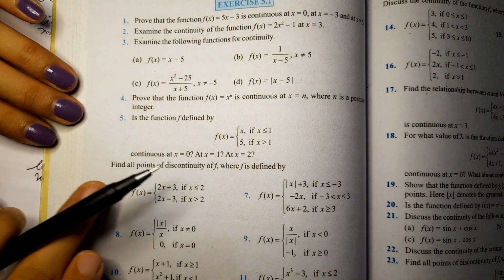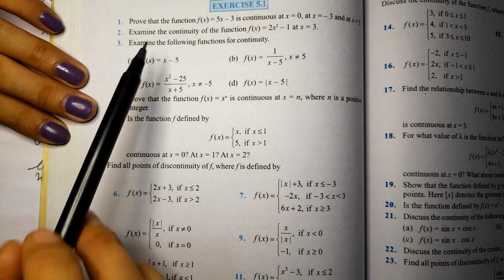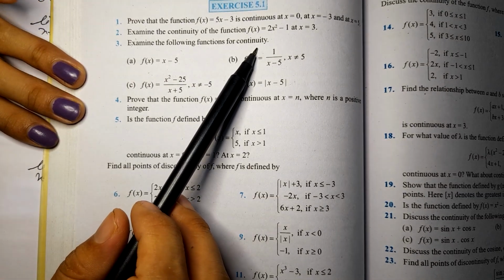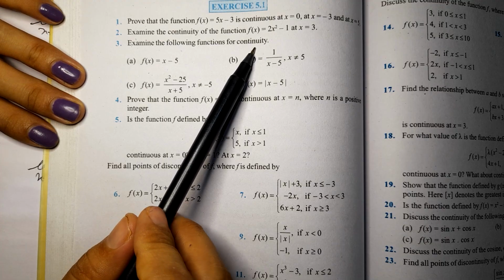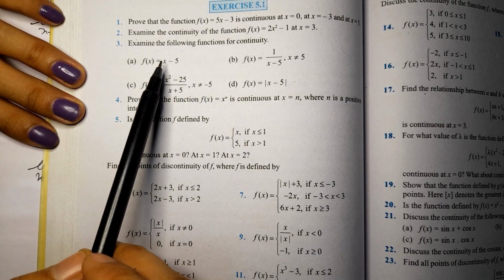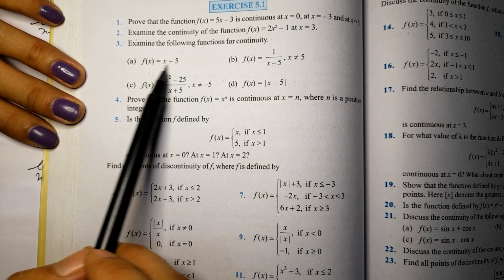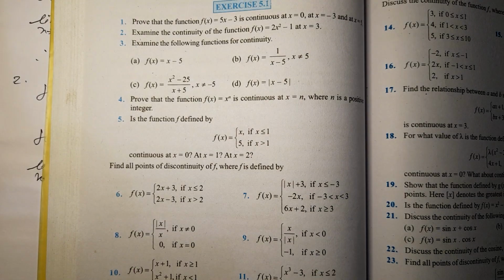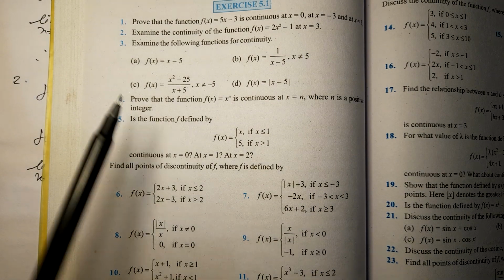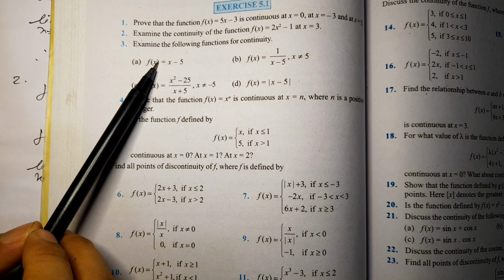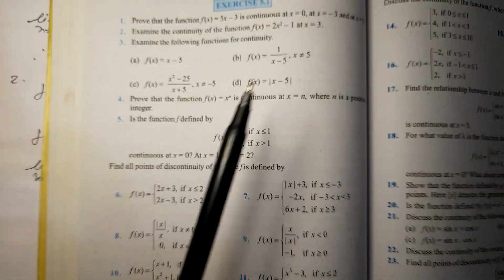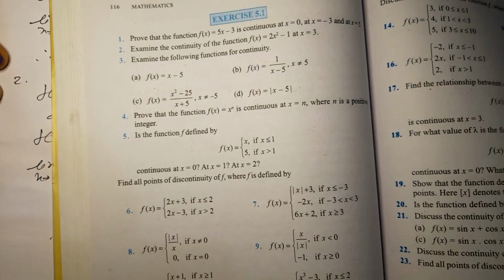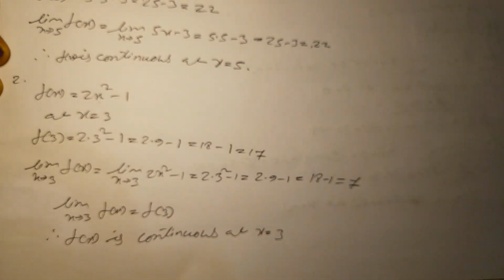So question number 1, question number 2: examine the following function to check whether it obeys continuity or not. So this is f of x is equal to x minus 1. It's clearly visible, it is a polynomial. Every polynomial is a continuous function. So this one we can directly write, but these two we have to solve. So this will be directly continuous because it is a polynomial function.